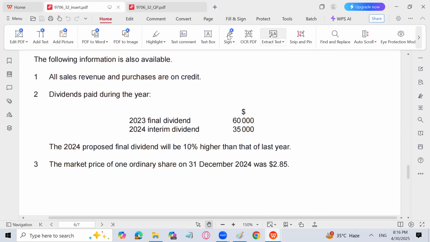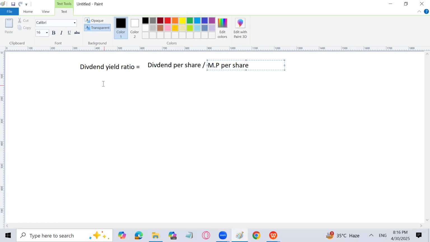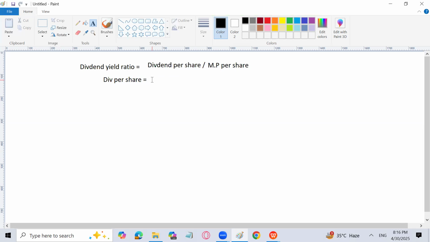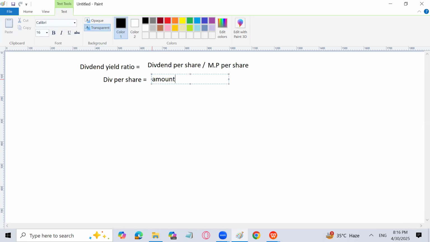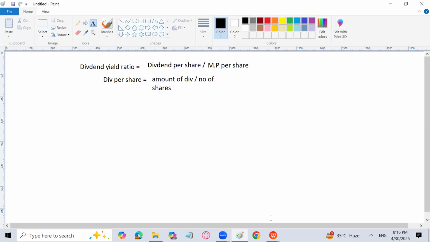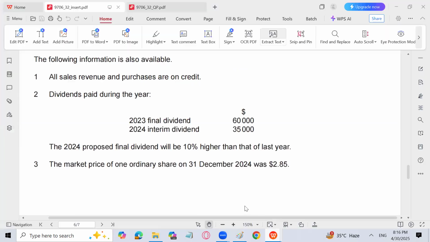How come, sir? Let's see. Okay, dividend per share, let's see. That is going to be amount of dividend divided by number of shares. Dividend per share is equal to amount of dividend divided by number of shares. You will get the dividend per share. So let's calculate. First, let's see the number of shares.